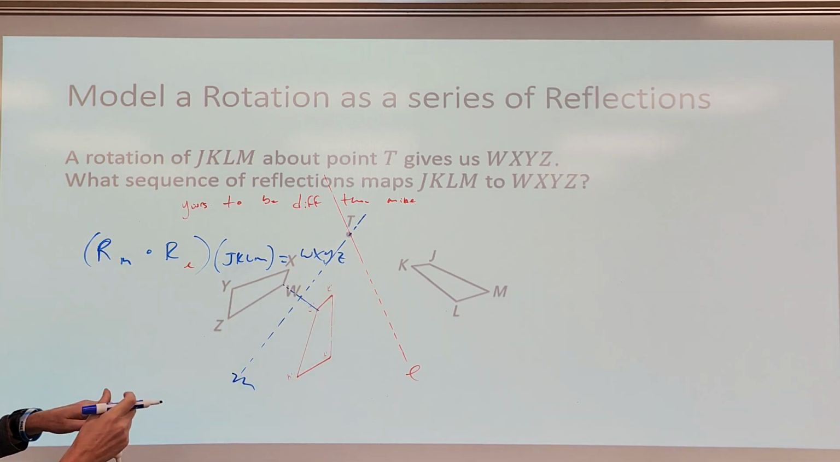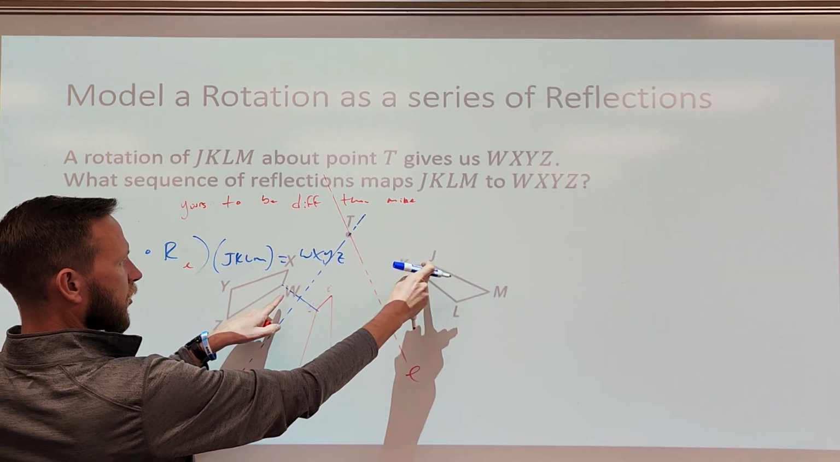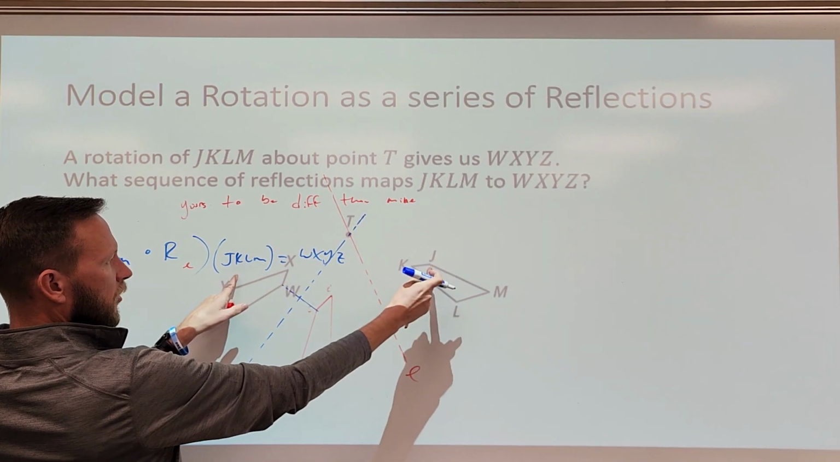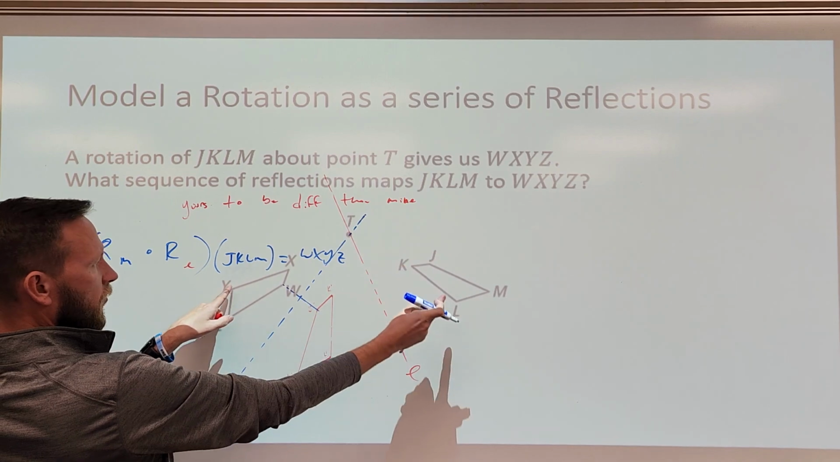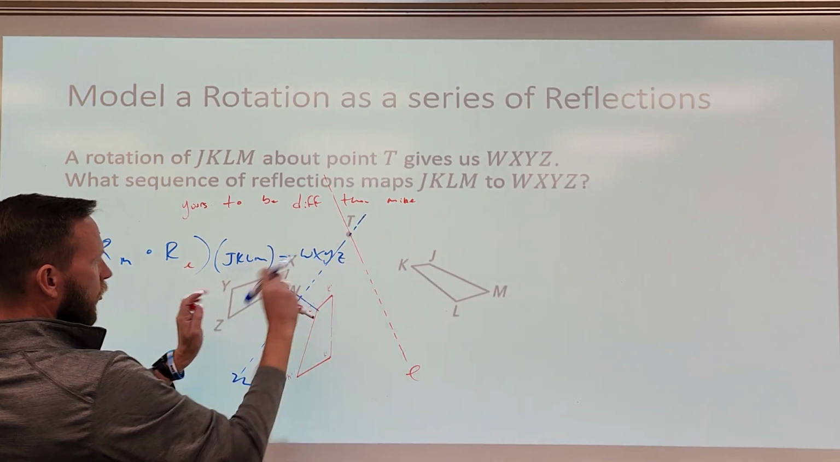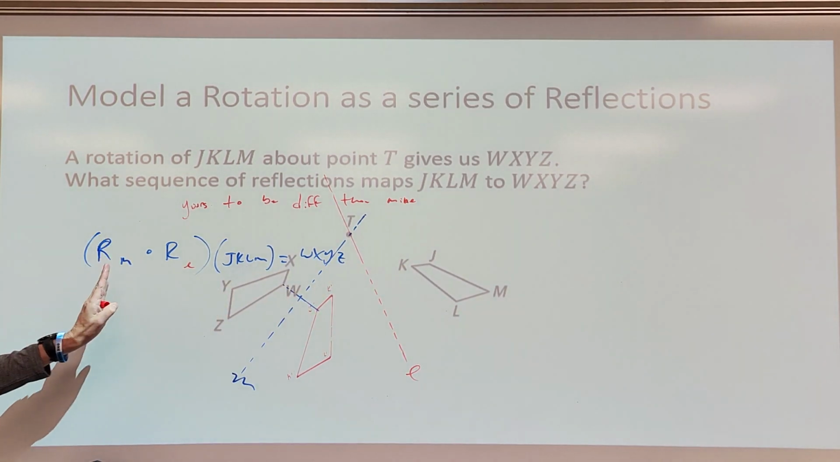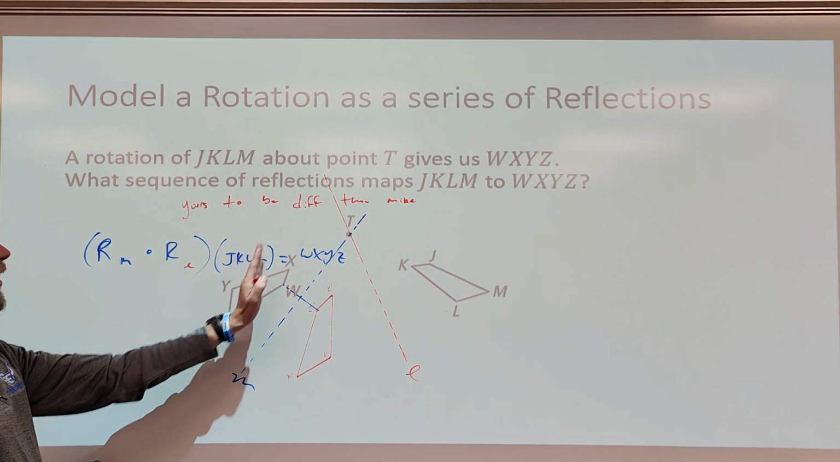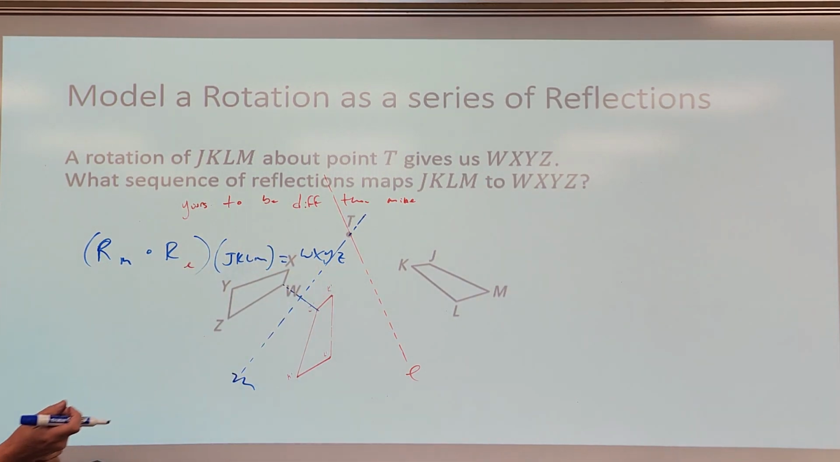WXYZ. And let's actually just make sure that those line up here because J goes with W. Okay, good. K goes with X. Y goes with L. Okay, good. So those all line up. But it's the reflection over line M of the reflection over line L of JKLM gives us WXYZ.